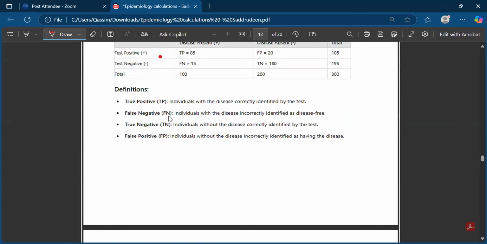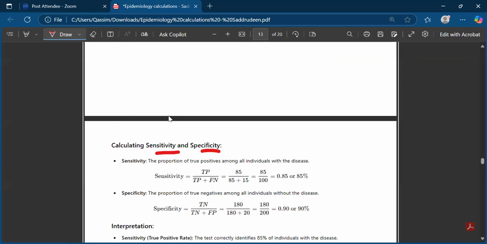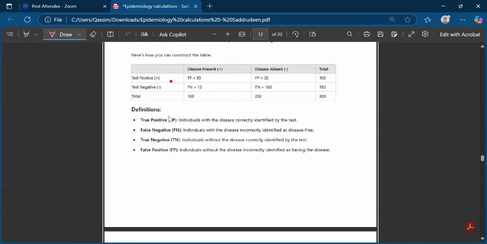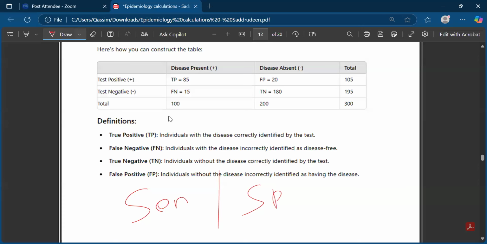The true negatives and the false negatives we've seen. Now let us look at how to calculate sensitivity and specificity. Sensitivity means the proportion of true positives among all individuals with the disease. Remember when you were saying relative risk, we go across. Now, the only place in epidemiology where we go down is in sensitivity and specificity. The sensitivity means we just take the true positive over the total disease.